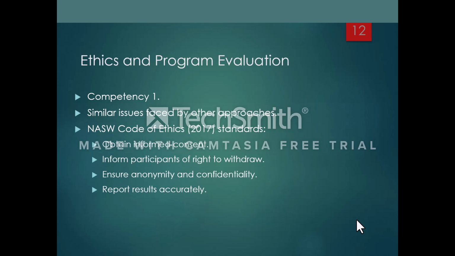The NASW standards, we always obtain an informed consent. We inform participants of their right to withdraw, so letting them know that they can stop the study at any point that they would choose. Ensure that your participants will be anonymous and that you're going to maintain confidentiality. And then making sure that you're reporting your results accurately. So these are some important things to consider to make sure that you're following ethics when doing a program evaluation.